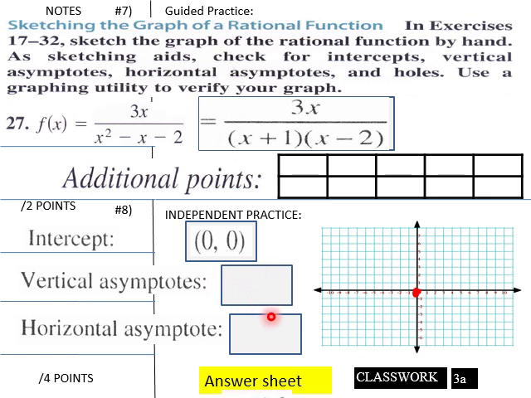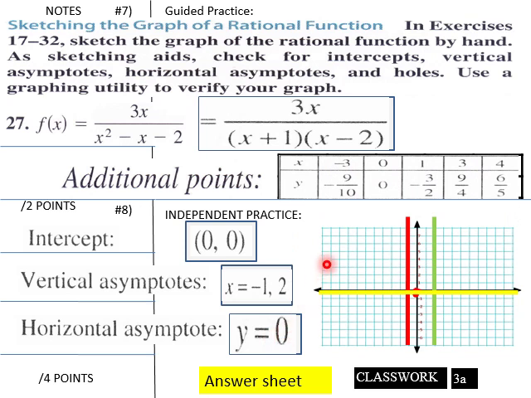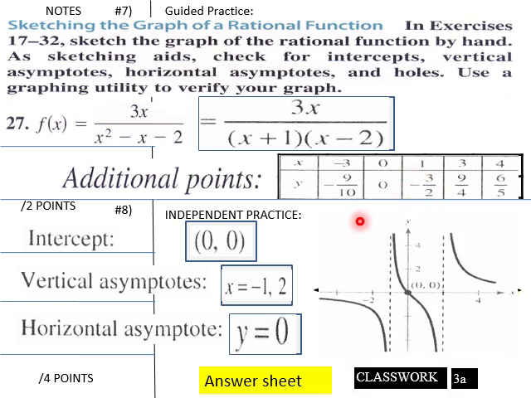The vertical asymptotes are x equals negative 1 and 2, again. Then the horizontal asymptote is y equals 0. And then there's your table of values, 0, 0. The graph would look like this: this part is decreasing, this part is decreasing, and this part is decreasing, using your x-axis as an asymptote. Here is your horizontal asymptote and these are your vertical asymptotes. Inside your asymptotes, the graph decreases like this.